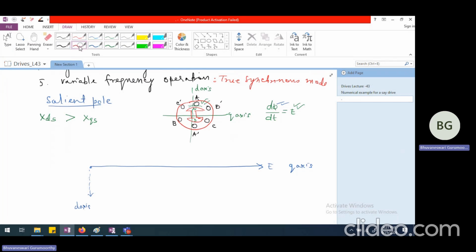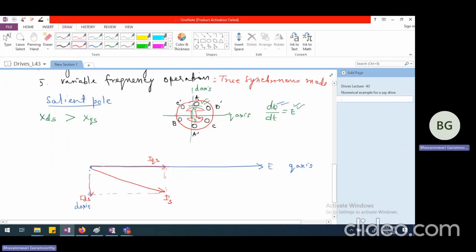Now, if I take that my armature current is somewhere here, this is my armature current. I'm showing this as stator current IS. If it is somewhere here, I can divide that along the direct axis and the quadrature axis. So I'm decomposing that current along direct axis and quadrature axis, and I'm calling this IQS and this IDS. And the vectorial addition of these two gives me the stator current.